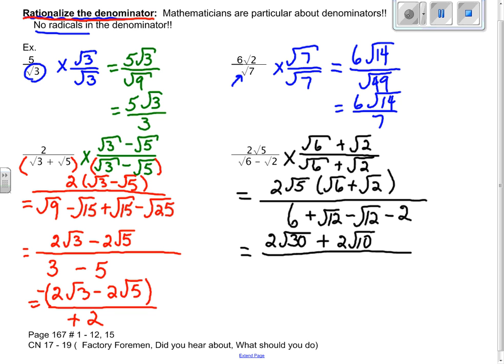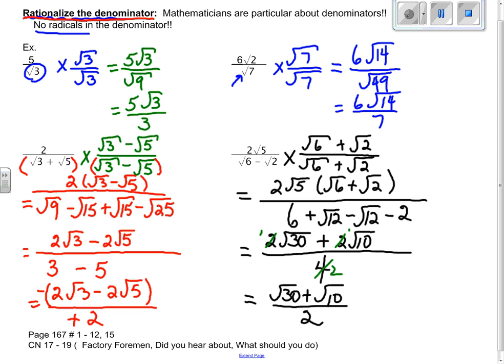But it's the bottom that I'm concerned about. Root 12 and negative root 12 cancel. I am left with the whole number 6 and minus 2. I have 4. Probably it would be nicer if I were to simplify by factoring out a 2 from top to bottom. And I would be left with root 30 plus root 10 over 2.